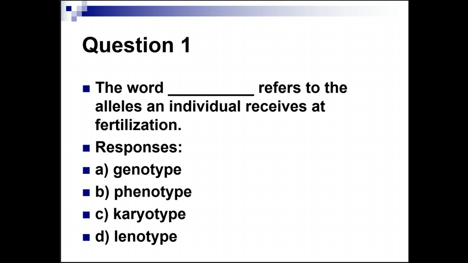The word blank refers to the alleles that an individual receives at fertilization. Would that be genotype, phenotype, karyotype, or lenotype? Choose the correct answer. If you selected genotype, you were correct.